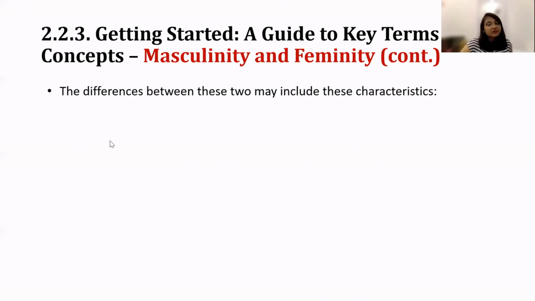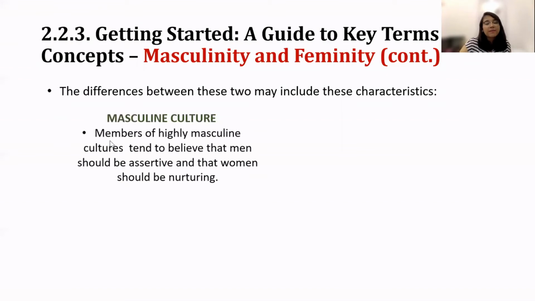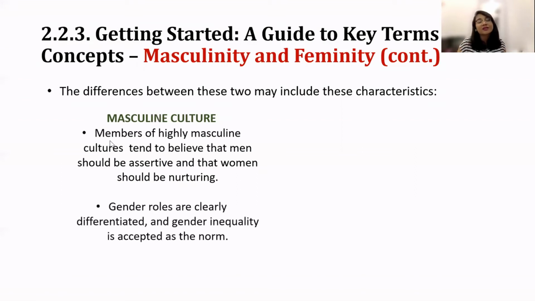Another characteristic that differentiates those two. Members of highly masculine cultures tend to believe that men should be assertive and that women should be nurturing. So, like what I said, men should be this or do this, and women should do this or be this, like that. And it's very assertive. It's not negotiable. And it results in this: gender roles are clearly differentiated and gender inequality is accepted as the norm.